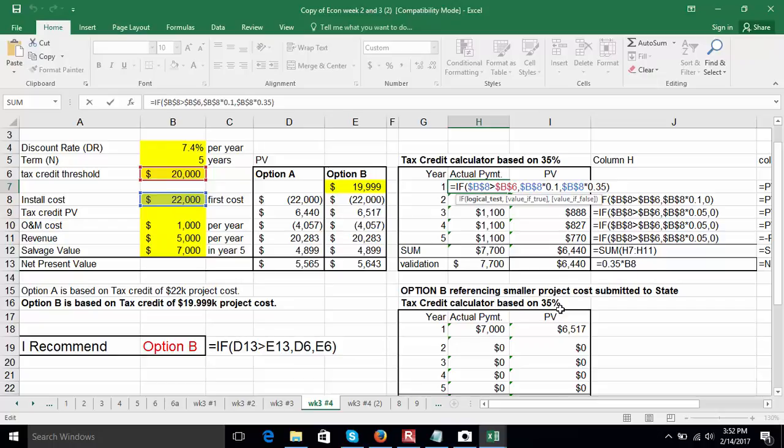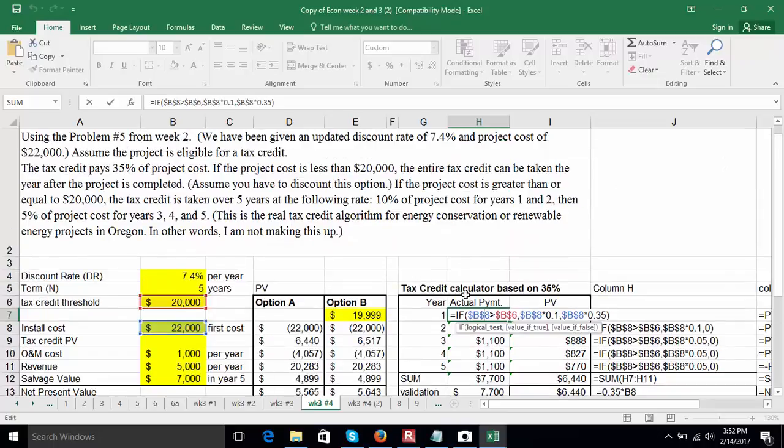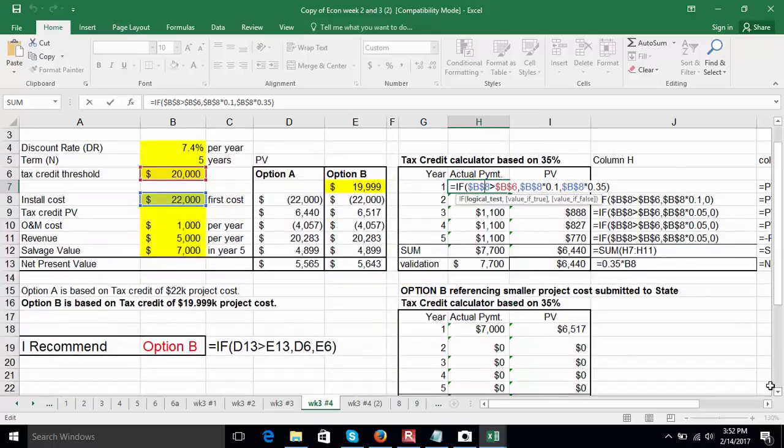Okay, so let's dig into that. So if B8, so if 22,000 is greater than 20,000, then we're looking at 22,000 times 10%. That's where that came from. Otherwise, we're looking at B8 times 0.35. So we know in this case it's always going to be true, and we're going to get the first value. We're going to get the 22,000 times 0.1.